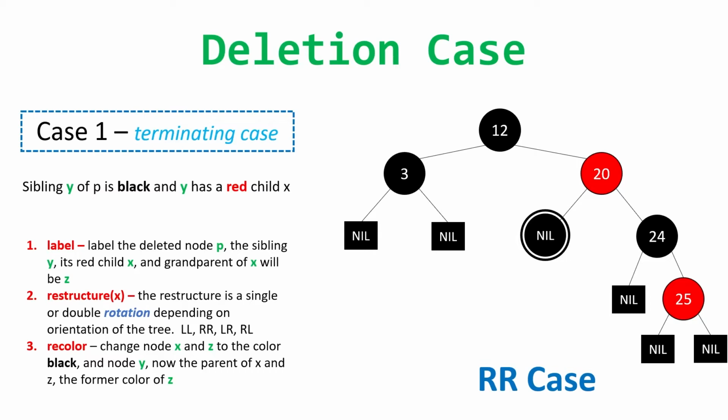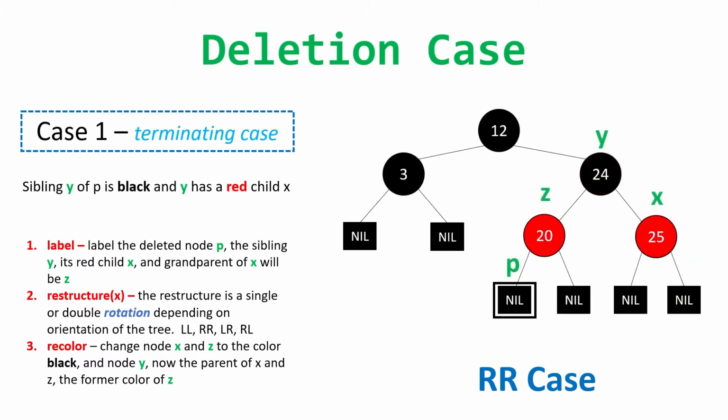We do a restructuring, but first we label X, Y, Z, and P, where P is the promoted node, and we do a restructure around X, so we basically do a single left rotation around Y. Let's go ahead and do that.